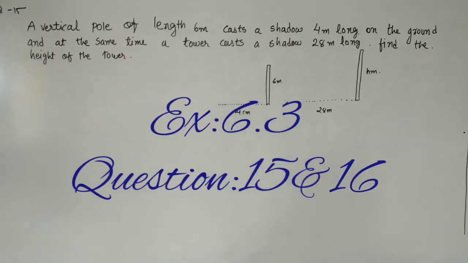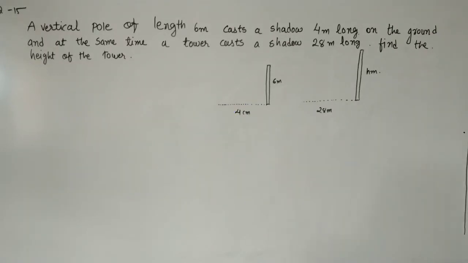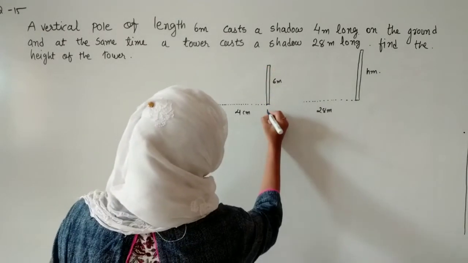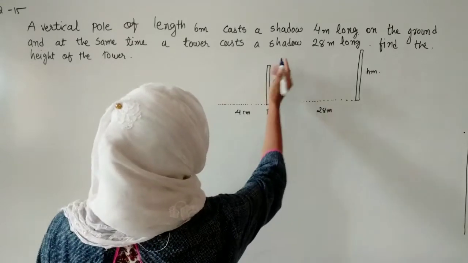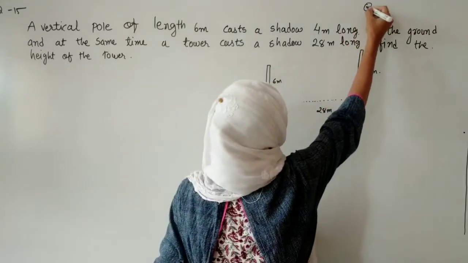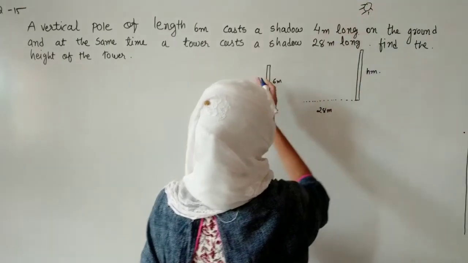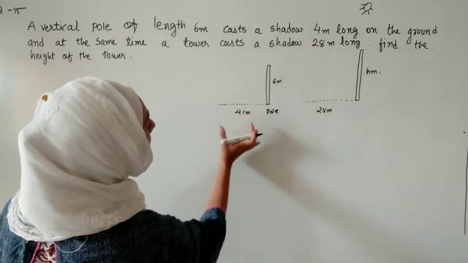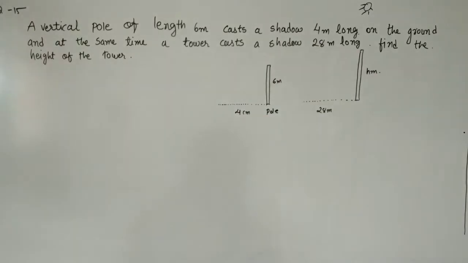Let me read the question of exercise 6.3. Question number 50. A vertical pole of length 6 meters casts a shadow 4 meters long. So what is given to us? This is one vertical pole, and the sun is over there, and because of sunlight it is casting a shadow which has a length of 4 meters.